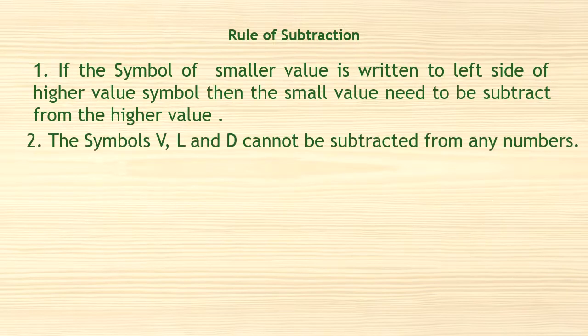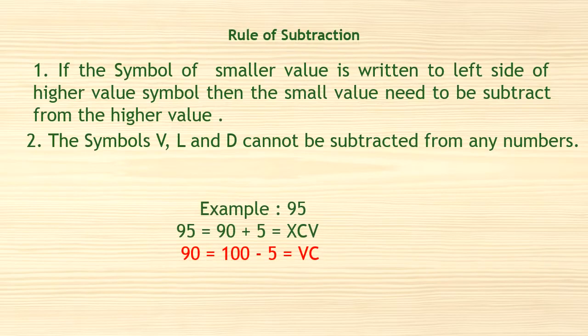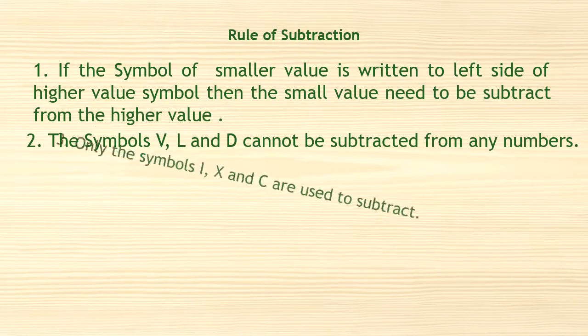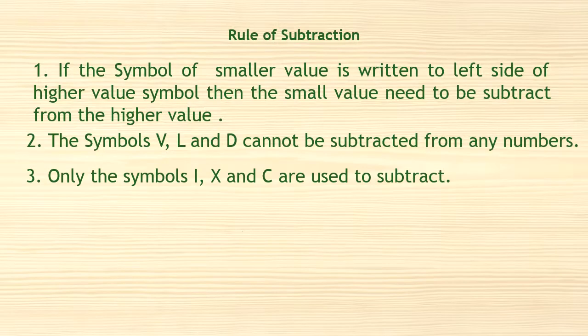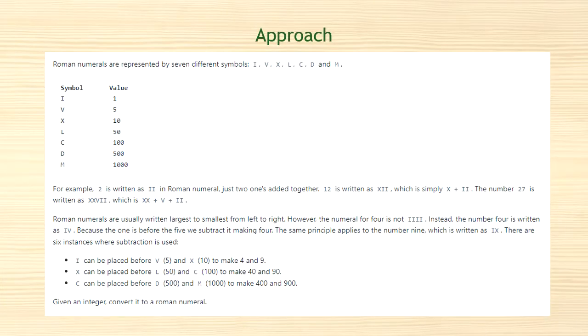The symbols V, L and D cannot be subtracted from any number. Example, take 95. It should be written as 90 plus 5, not as 100 minus 5. Next, only the symbols I, X and C are used for subtraction. And there are only 6 possibilities for the numbers 4, 40, 400, 9, 90 and 900. Hope this gives you a basic understanding of the rules we need to know for handling Roman numerals. Let's move to the coding approach.